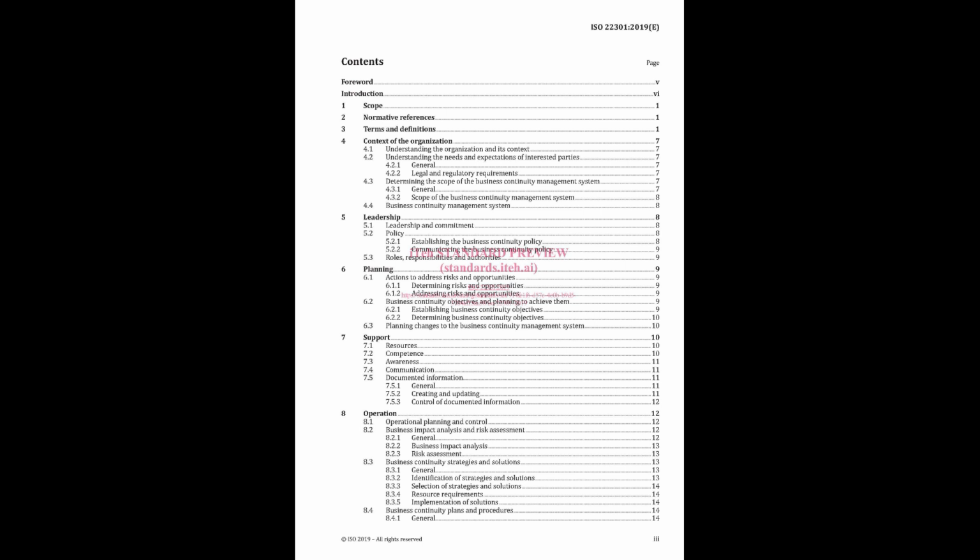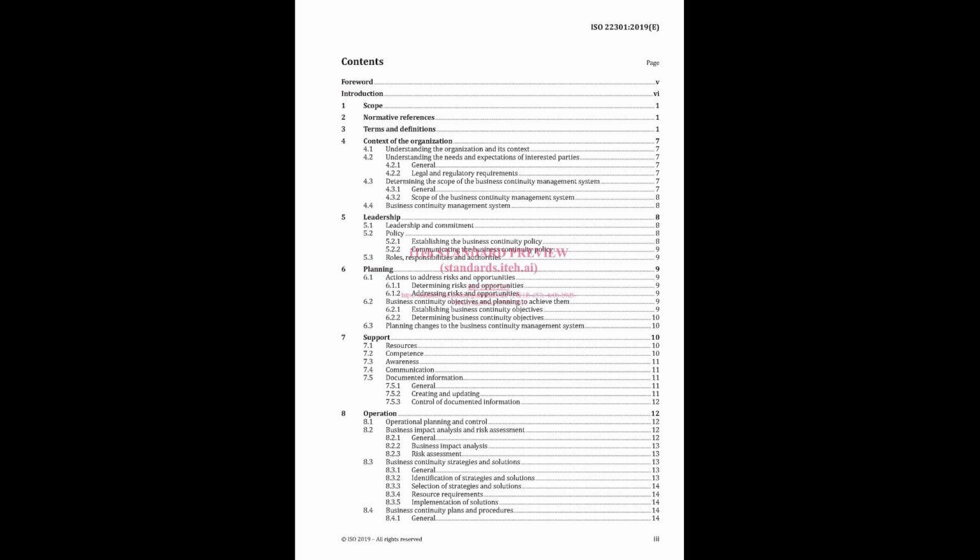Now let's move on to 6.2. Okay. Which is business continuity objectives and planning to achieve them. Yeah. It seems like this is where we go from what could happen, what are we going to do about it, to what are we even aiming for? Yeah, you got it. It's like, okay, we want to be resilient, but what does that actually mean for you? Right. What does that look like in real life?